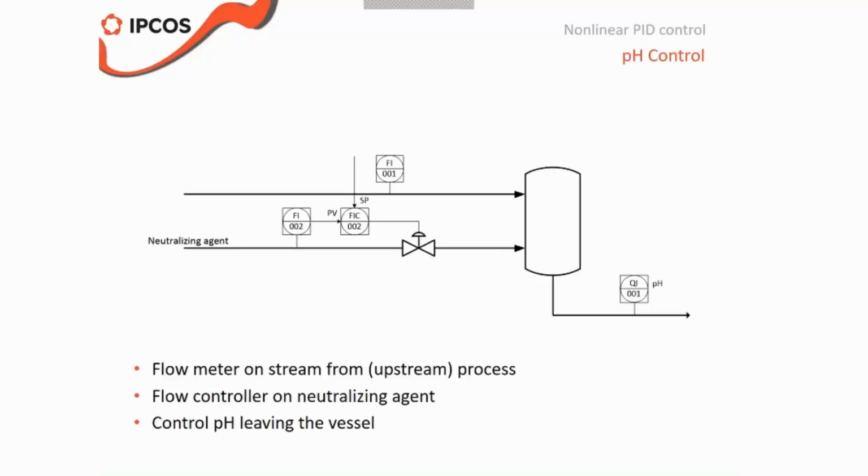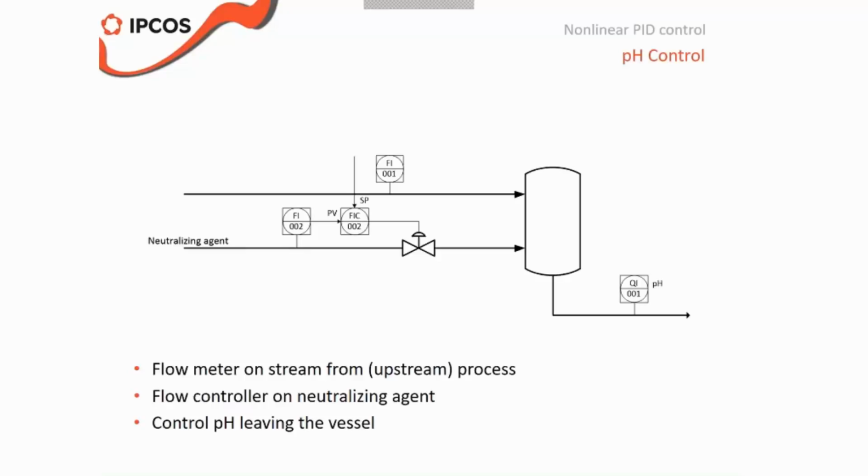I have a stream coming from, let's say, an upstream process, and for whatever reason I would like to change the pH to, let's say, a value of 6. If this would be an acid stream, then obviously I need to add a base agent. This is typically what I would like to do. I want to control the pH leaving the vessel. I already have a flow controller on the neutralizing agent, so the question is, how can I build a pH controller which actually works? Because of the nonlinearity, it's not that straightforward.